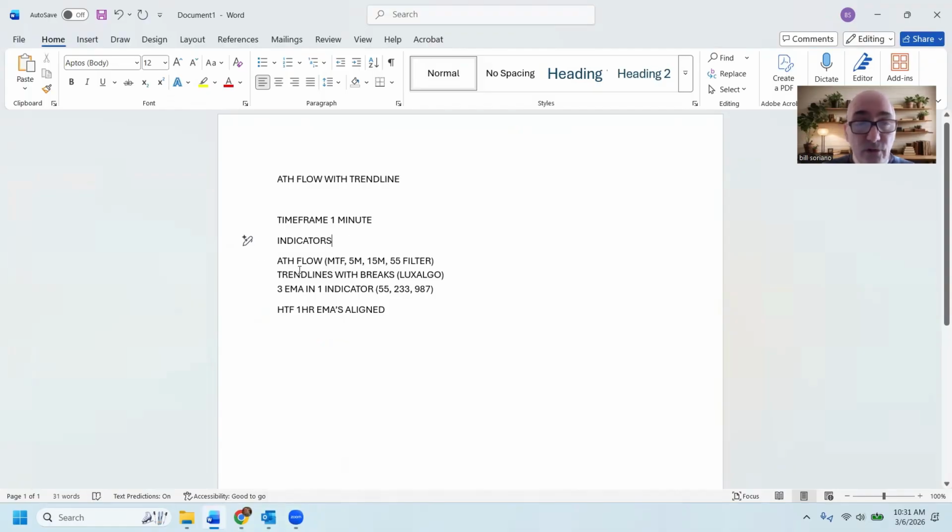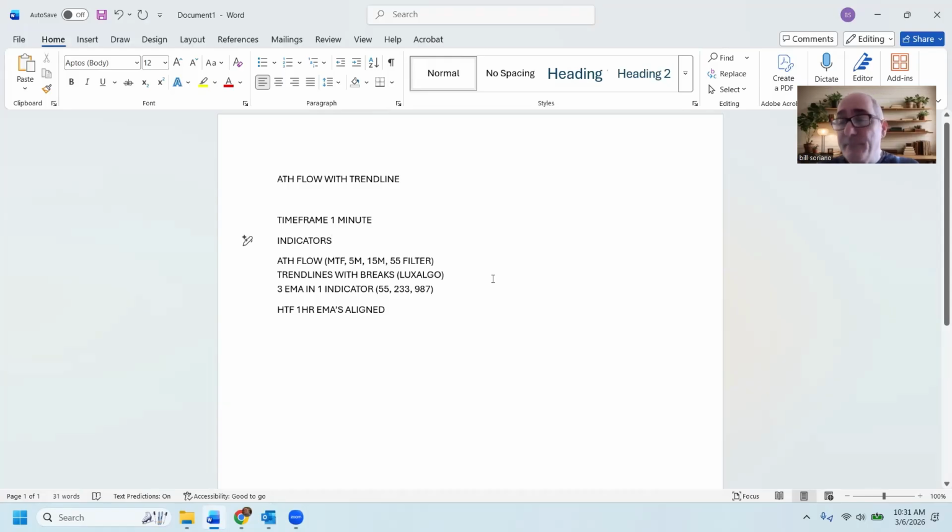Our indicators are the ATTH Flow, which is our community indicator, right? And the settings are multi-time frame, 5 minute, 15 minute, 55 filter. I'll show you that in a minute. Now that ATTH Flow, you do have to be a customer of our community to get access to this indicator. The other indicators here are obviously free on TradingView: Trendline with Breaks by LuxAlgo, and the 3 EMA in 1 indicator with the settings 55, 233, and 987.